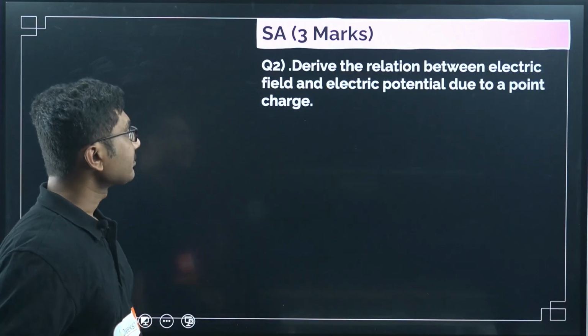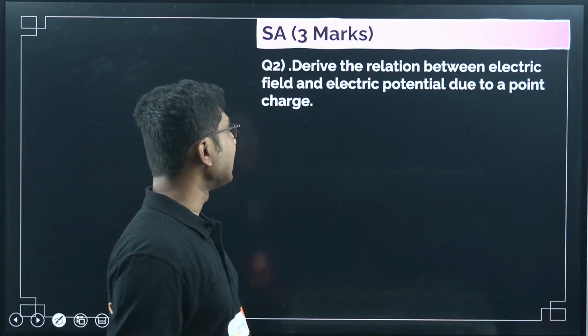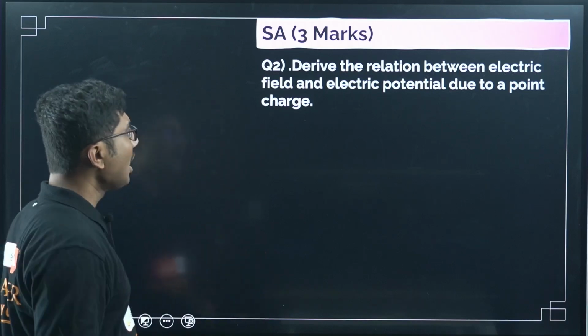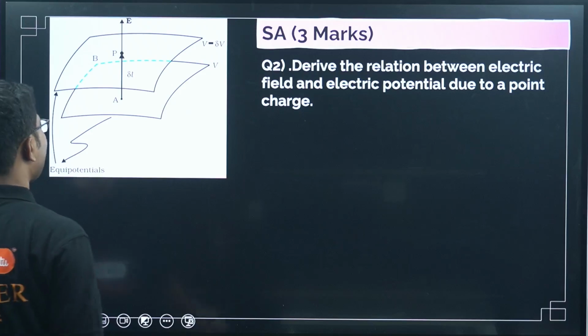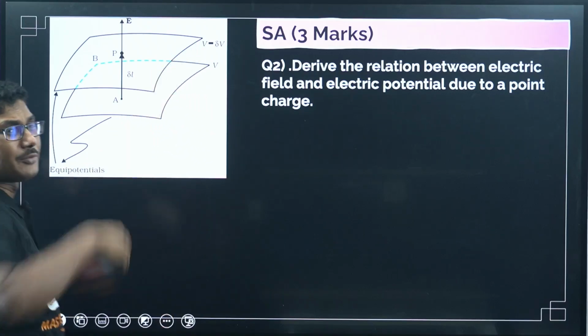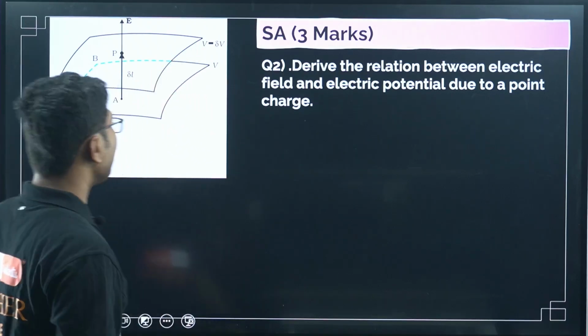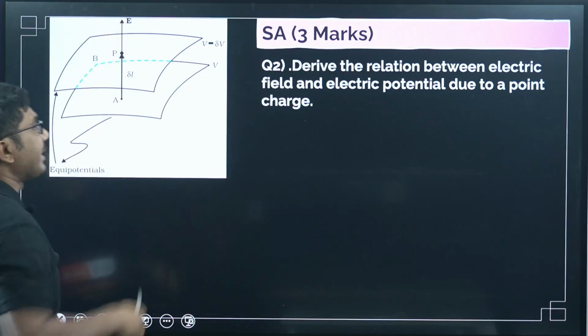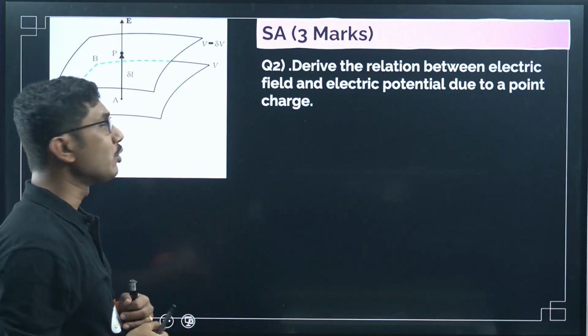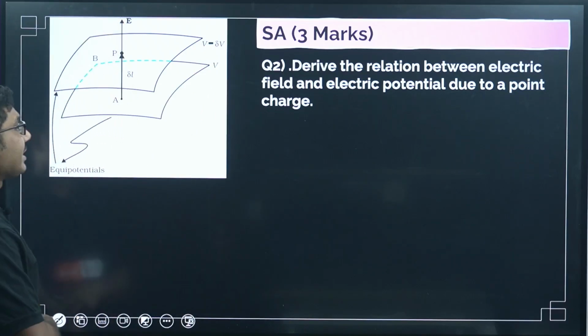Now derive the relationship between electric field and electric potential due to a point charge. First of all, you have to draw this diagram. In your book the diagram is wrong. Here it will be V minus delta V. And electric field is pointing from higher potential to lower potential. That is the direction of electric field.